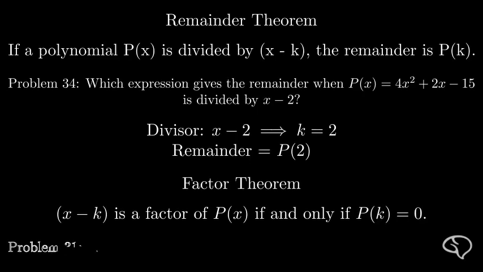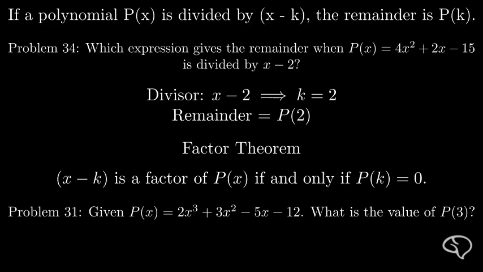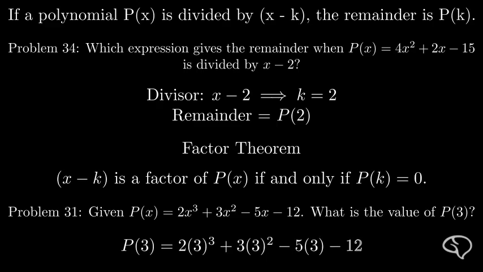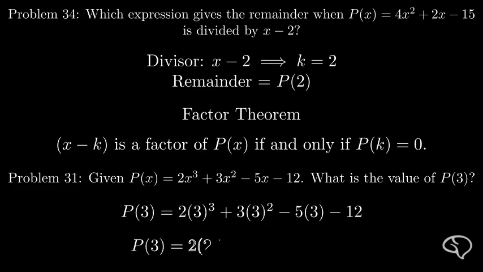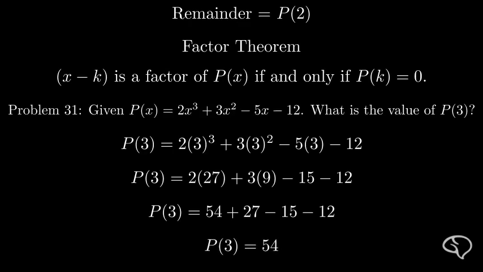Let's use this to find the value of p of 3 for the polynomial p of x equals 2x cubed plus 3x squared minus 5x minus 12. We simply substitute 3 for x in the polynomial. P of 3 equals 2 times 3 cubed plus 3 times 3 squared minus 5 times 3 minus 12. This simplifies to 2 times 27 plus 3 times 9 minus 15 minus 12, which is 54 plus 27 minus 15 minus 12. Adding and subtracting, we get 54, so p of 3 is 54.